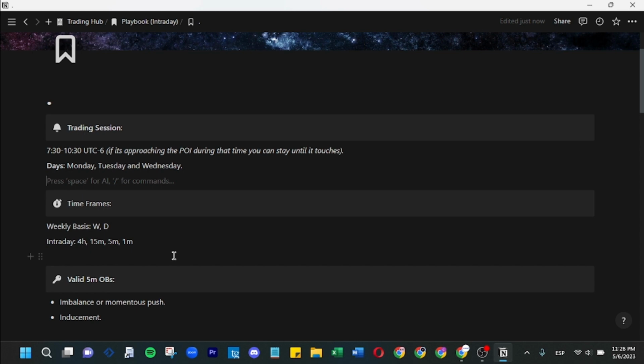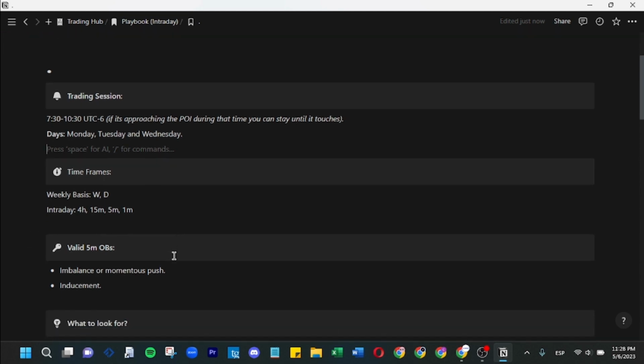For me, I think that having fixed time frames reduces the risk of overlooking information and overthinking whether or not the time frames are going to work, right? So for me, as I said, the 4 hour is like a weekly basis bias, and the 15 minute and 5 minute are usually my intraday bias, right? My 1 minute is the execution, of course. So my valid 5 minute OBs, the roadblocks that I trade from, imbalance or momentum push, and inducement, right? Liquidity overall.